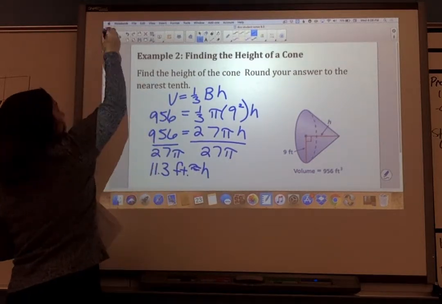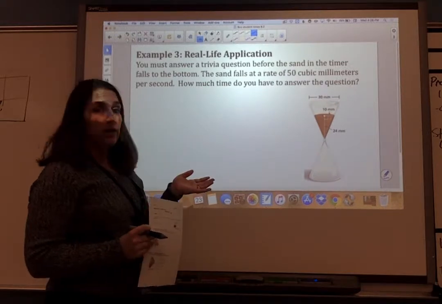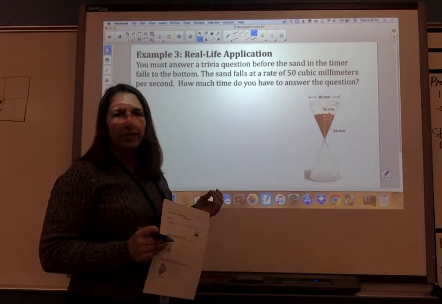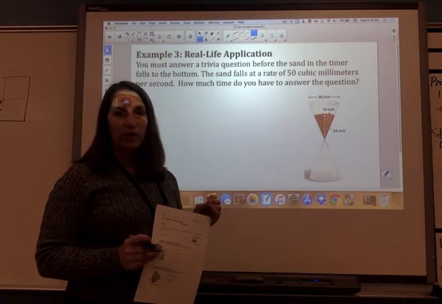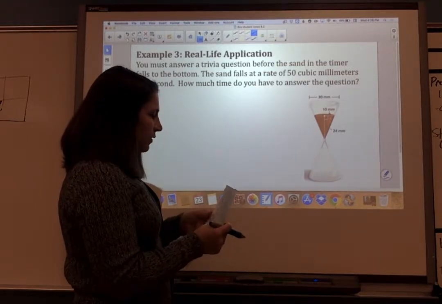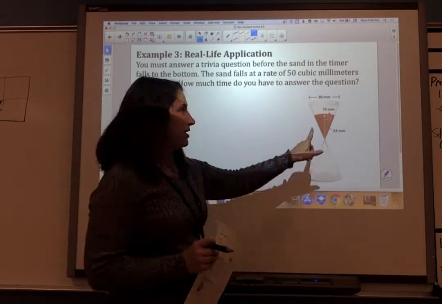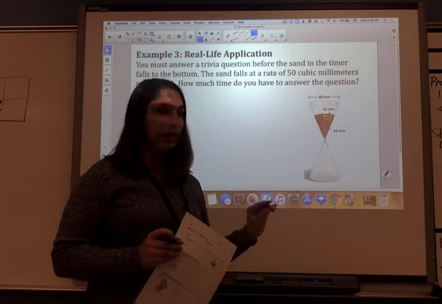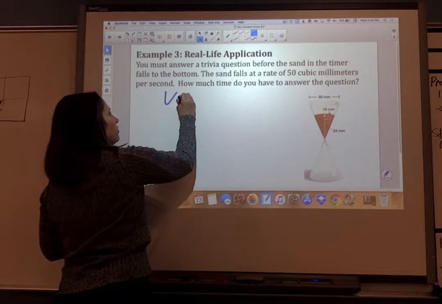All right, one more example. Here we have to answer a trivia question before the time runs out. The sand falls at a rate of 50 cubic millimeters per second. So we want to know how much time we have to answer the question. Now, we need to figure out the volume of the sand, which is a little bit tricky because they're giving us this measurement of the container. We don't really care about that. We care about the measurement of the sand. So we're going to find the volume of the sand.